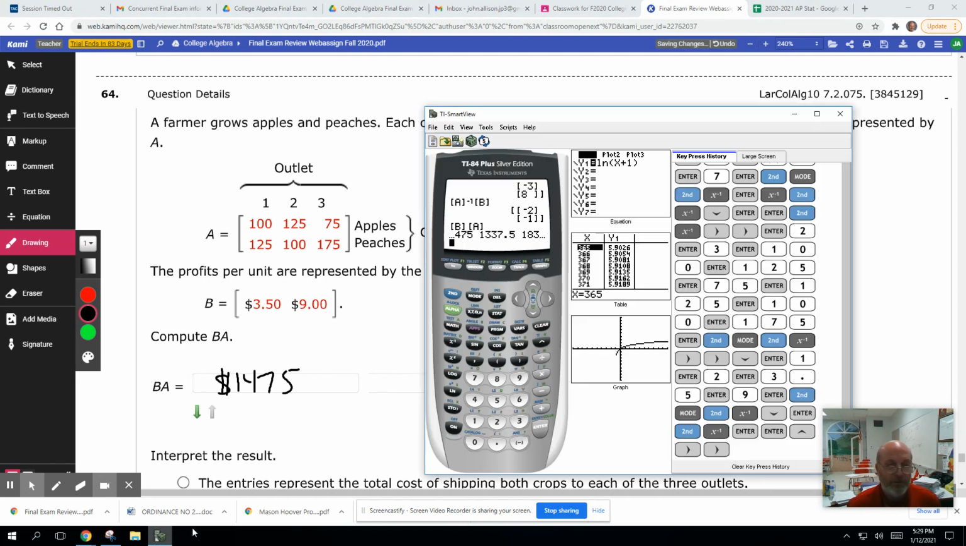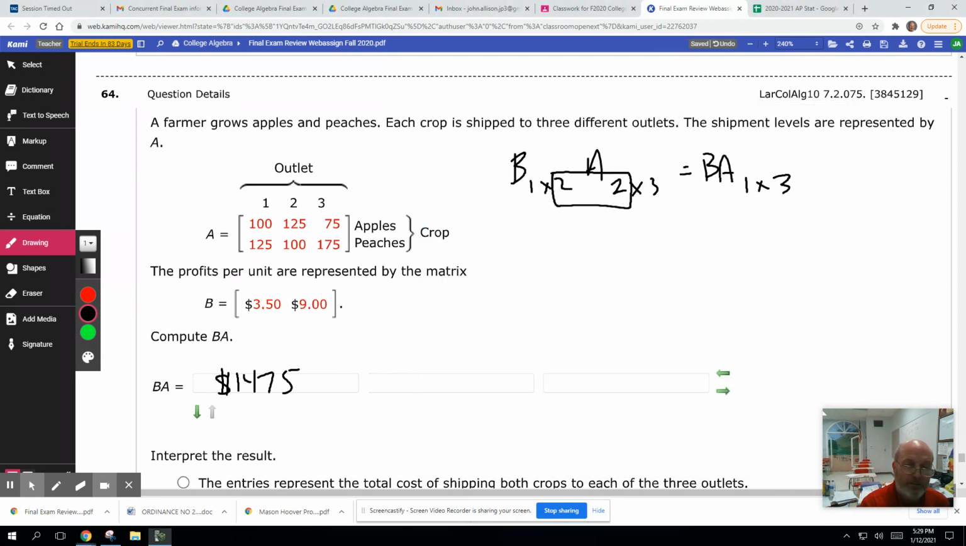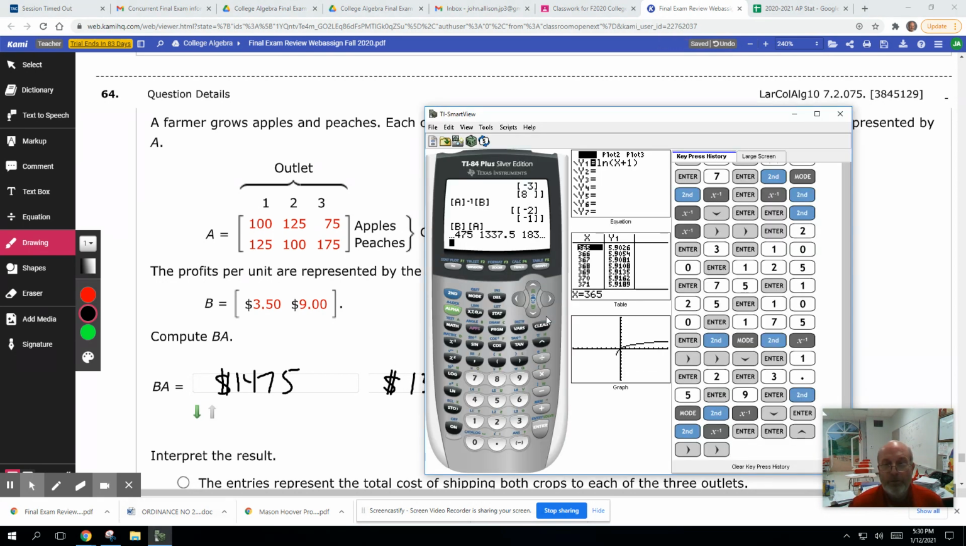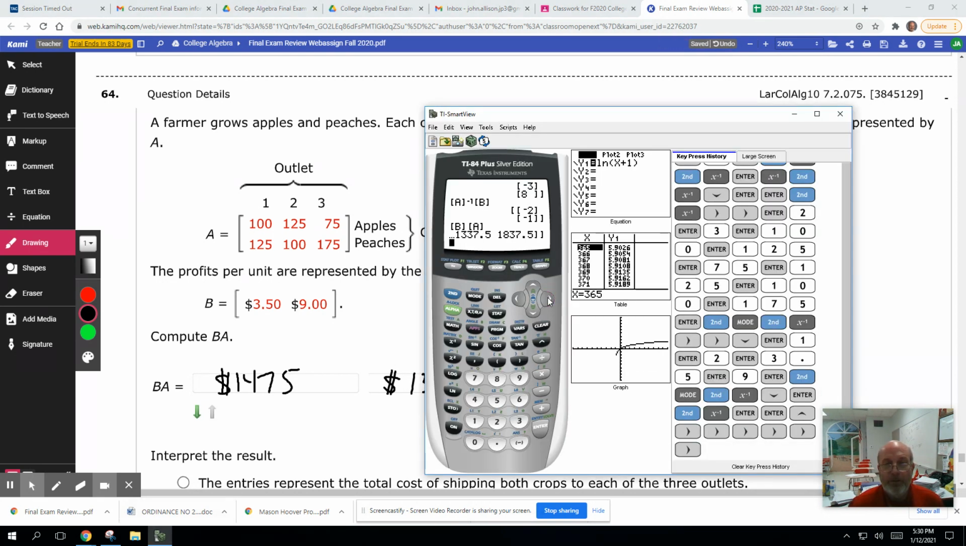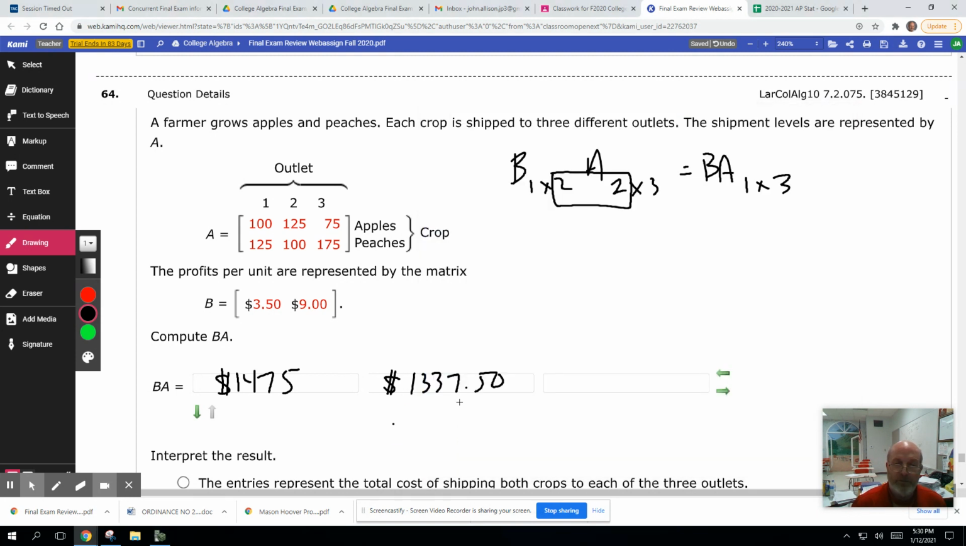And then our second entry was $1337.50. And our third entry will be $1837.50.